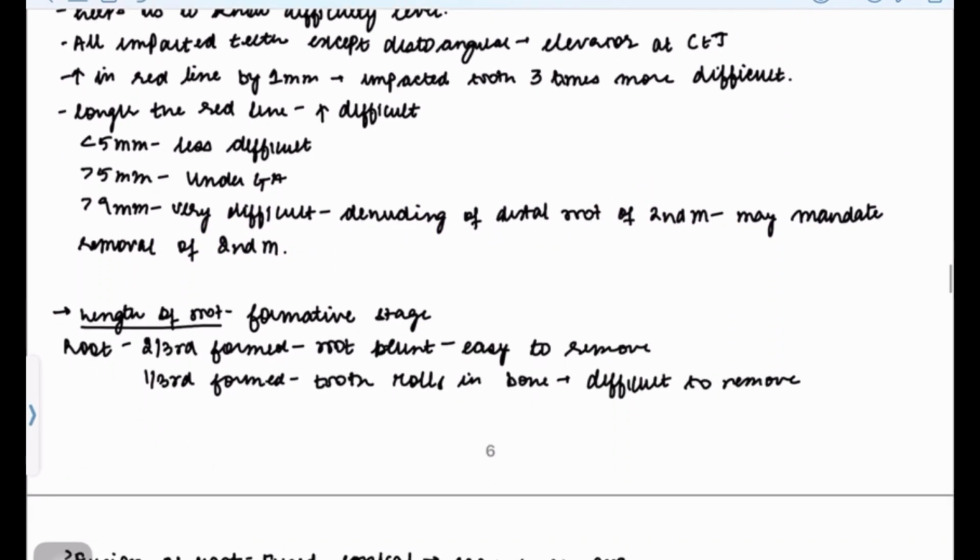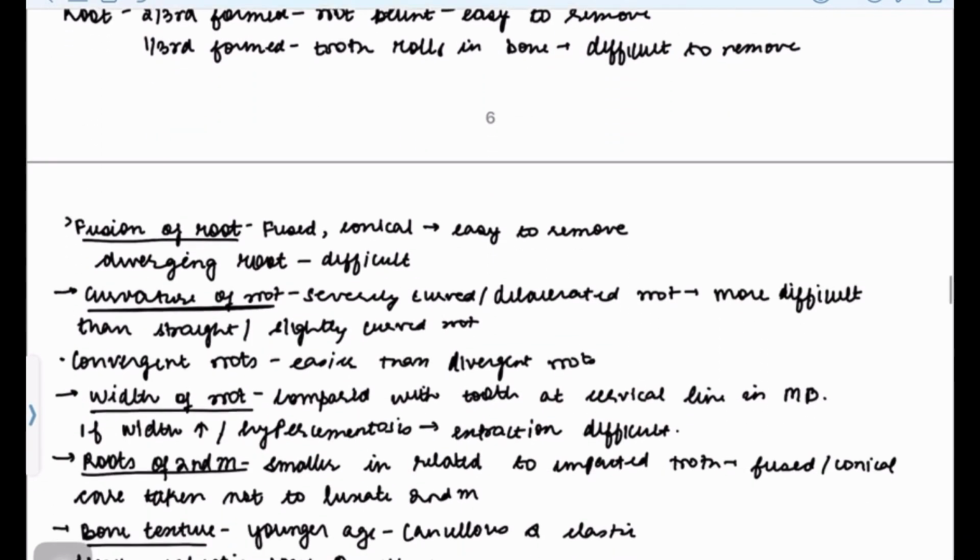Now let's see some points which also determine the difficulty index of the removal of an impacted tooth. First is the length of root. If the root is in the formative stage, if the root is 2/3 formed, the root is blunt, it will be easier to remove. Whereas if the root is 1/3 formed, that means the tooth will roll in the bone and it will be difficult to remove. Then fused roots, conical roots are easier to remove, whereas divergent roots are difficult. Convergent roots are easier to remove than divergent roots.